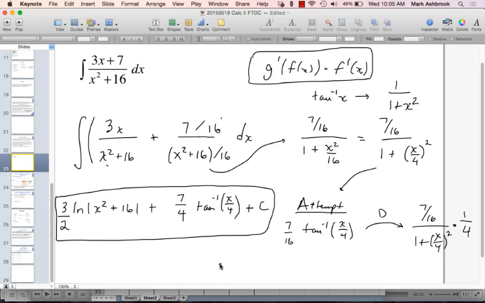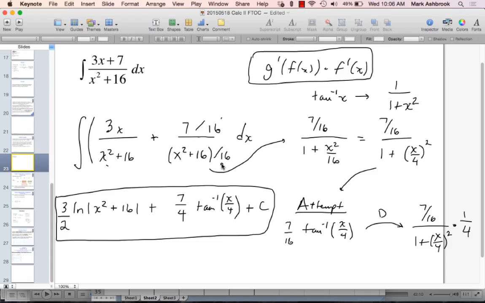Okay, so a lot going on in this example. First, this is something that's going to show up when you have a fraction with a sum or difference in the top. A common technique would be to break that up into two fractions. And that first one would be x over x squared plus 16. That's straightforward, undoing the chain rule. But then the second one, we have to recognize that it was close to inverse tangent.